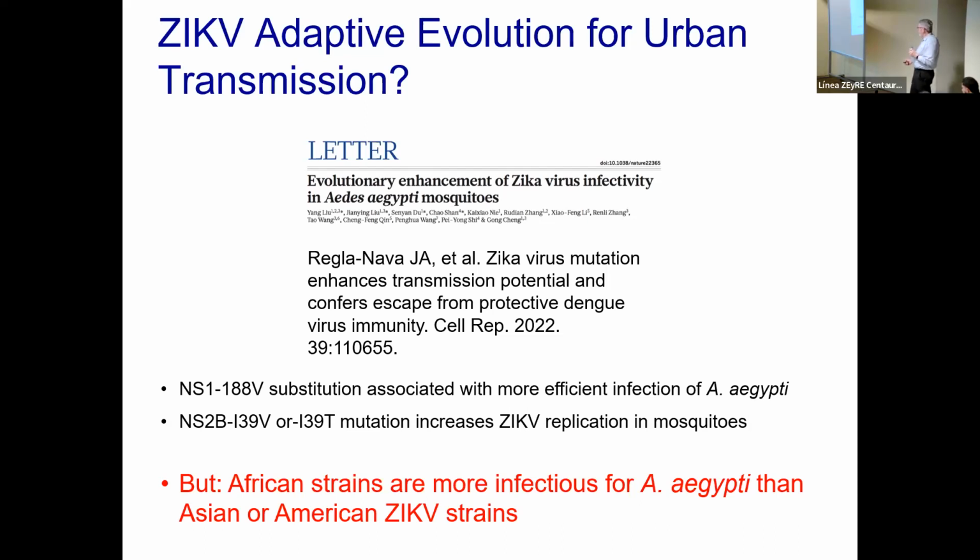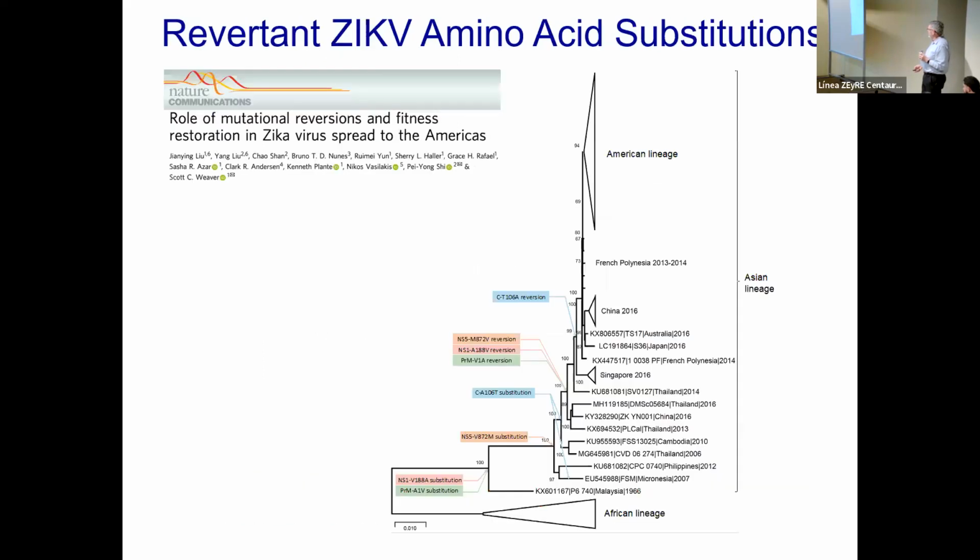But the conundrum was, if these mutations had occurred when the virus came to the Americas, why were we seeing in our experimental work, a lot of us were doing vector competence studies with lots of different Zika strains, and every group I know of was consistently finding that African strains were more infectious for Aedes aegypti than any of the strains from Asia or the recently arrived strains in the Americas. So this was a big conundrum that we wanted to answer.